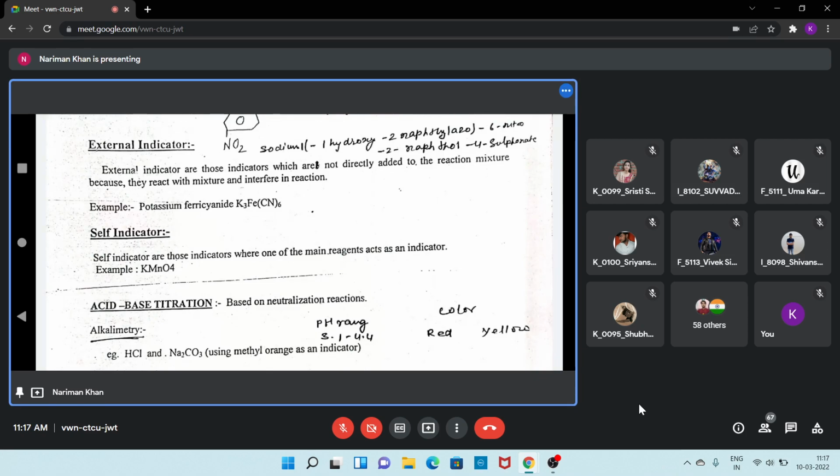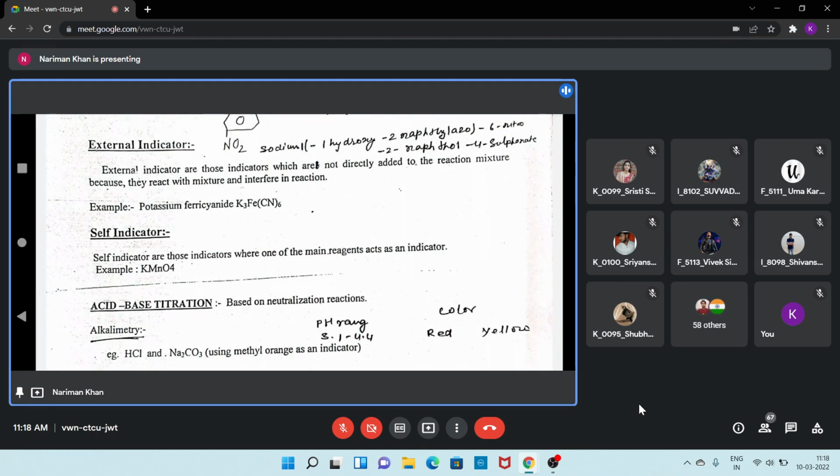Then the third type of indicator is self-indicator, like potassium permanganate. There are certain substances present in the reaction mixture which are in colored form and they themselves act as indicator. So they are called self-indicators. Self-indicators are present as a reagent in the reaction mixture and also act as indicator. Like potassium permanganate is purple in color. When we perform titration, it changes from purple to colorless.